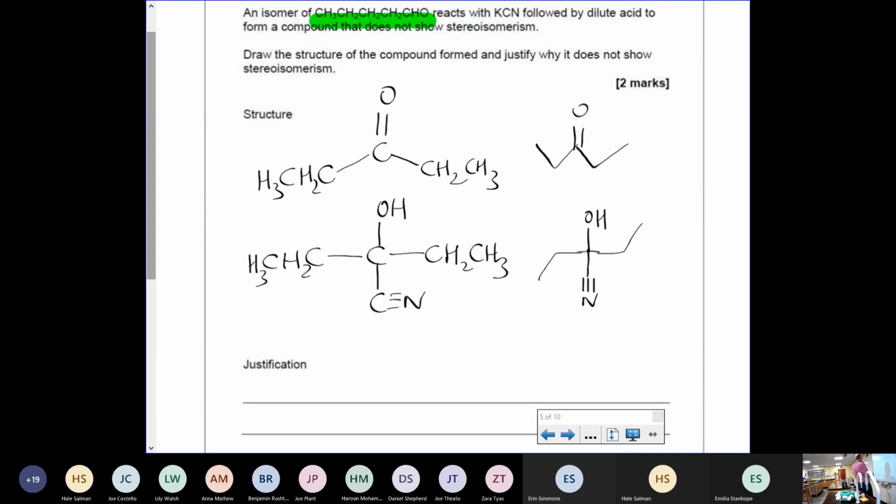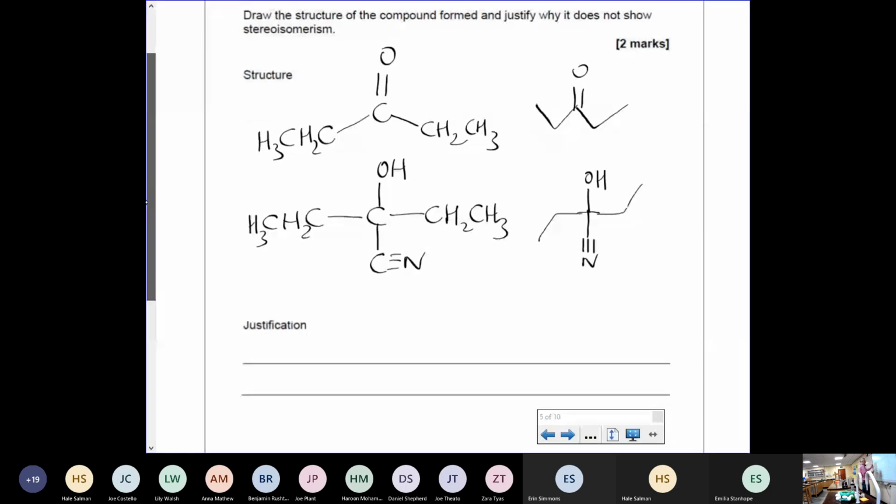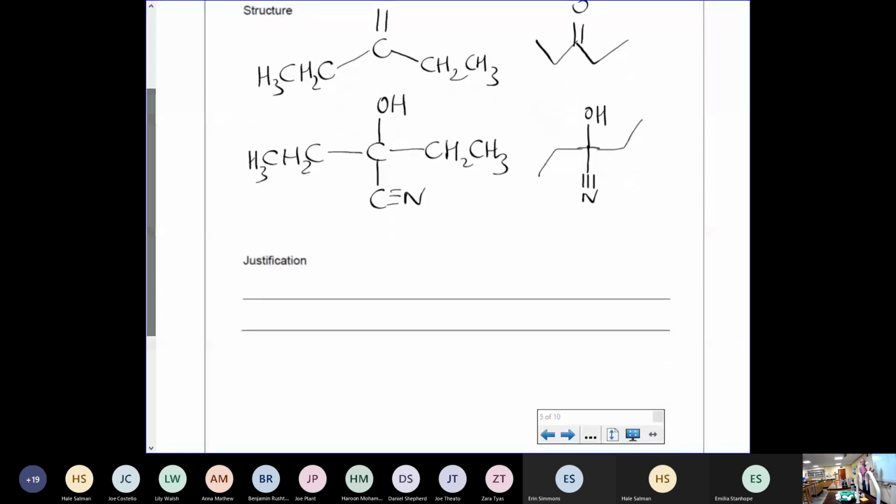So that's how you draw the skeletal. 1 mark for the structure. What's the justification? Simple. It doesn't contain a chiral center. So actually, there are many ways of saying that. It doesn't have different substituents on a carbon, or it's a symmetrical product. So there are different ways to get that second mark.